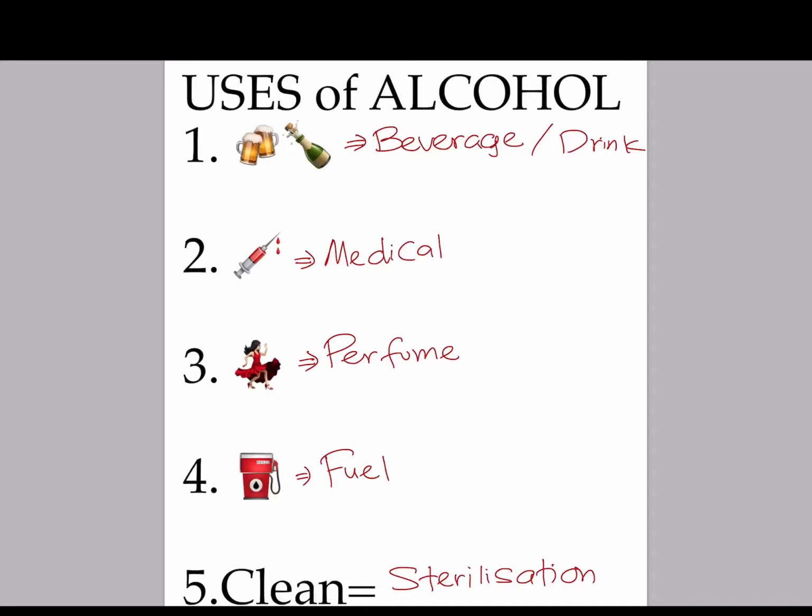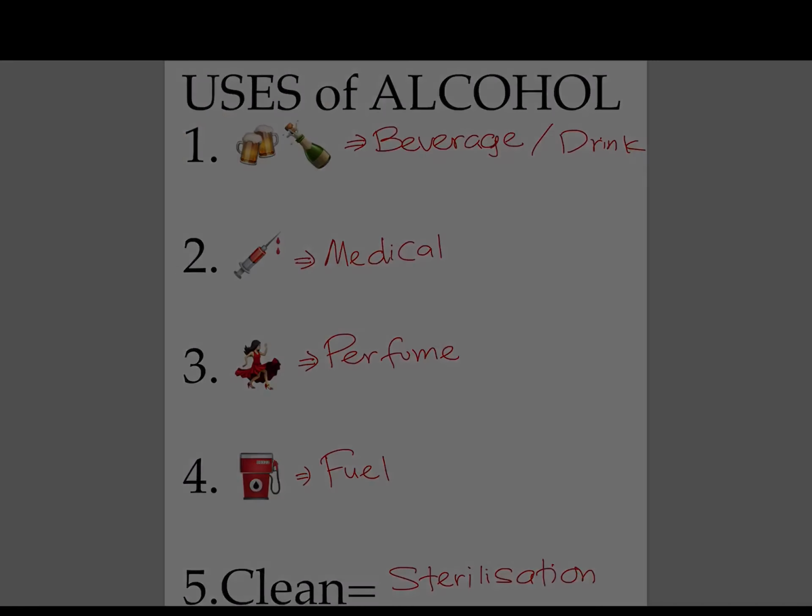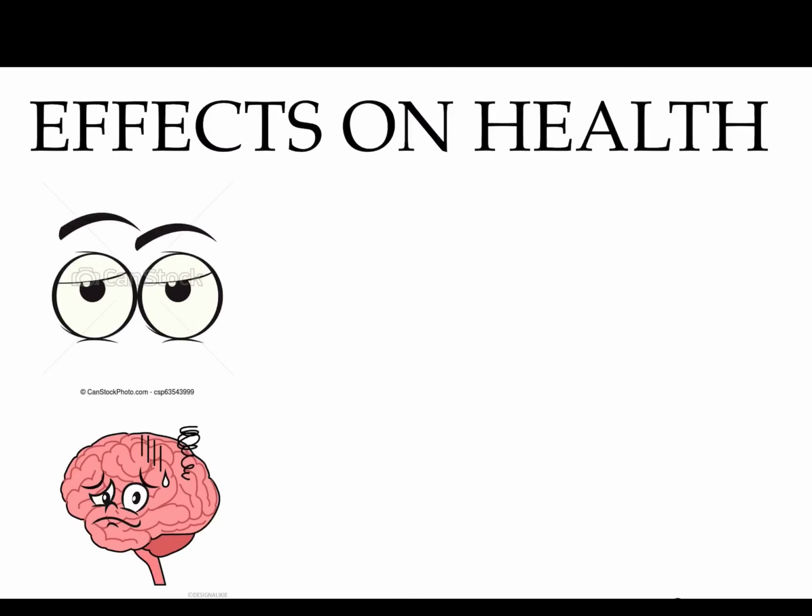Next, we proceed to the last subtopic, which is the effects of the alcohol on human health. As you know, the effects of the alcohol on human health are tremendous. So let's discuss a few parts of the human body. The first one, the eye: the vision will be blurred.